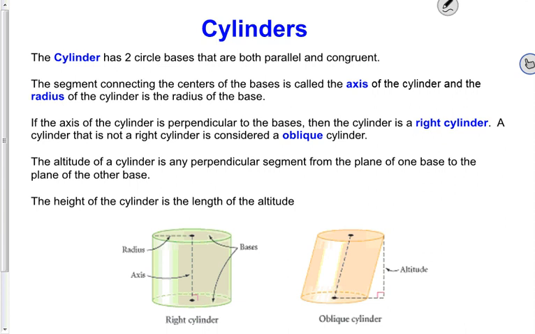The altitude of a cylinder is any perpendicular segment from the plane of one base to the plane of the other base. The height of the cylinder is the length of the altitude. So in the right cylinder on the left, the axis and the altitude would be the same. But in the oblique cylinder on the right, the axis you can see is not perpendicular to the base anymore. So the altitude actually falls outside of the cylinder, but is still perpendicular to the plane of the base.